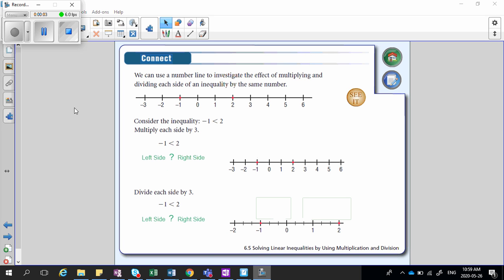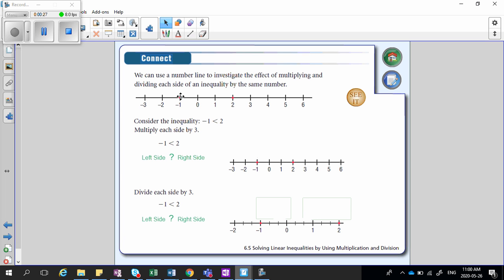Okay, so we looked at adding and subtracting the same value to both sides of an inequality. Now we're going to look at multiplying and dividing on both sides of an inequality. Multiplying the same number by both sides or dividing the same number by both sides. So here's our inequality.